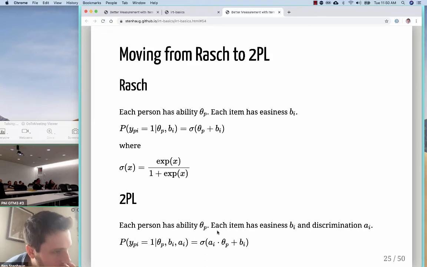Are they independent? Easiness and discrimination? Yes, in this model they're statistically independent, in that if you simulate data and estimate, you will not get a relationship between these. In most empirical data sets, they are not independent, in that typically harder items seem to discriminate better more often. We'll look at a plot of the relationship in this context in just a couple of minutes, where we can think through that too.